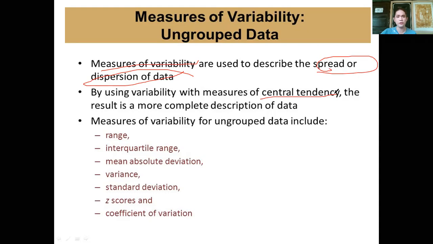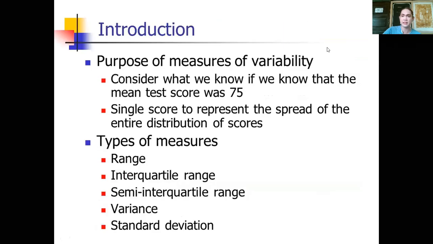To continue, the measures of variability for ungrouped data include, as I mentioned a while ago, the range, interquartile range, mean absolute deviation, variance, standard deviation, z-scores, and coefficient of variation. Again, our discussion will focus only on the range, the variance, and of course the standard deviation. So we will just focus our discussion here on these measures of variability. Let's proceed to the next.